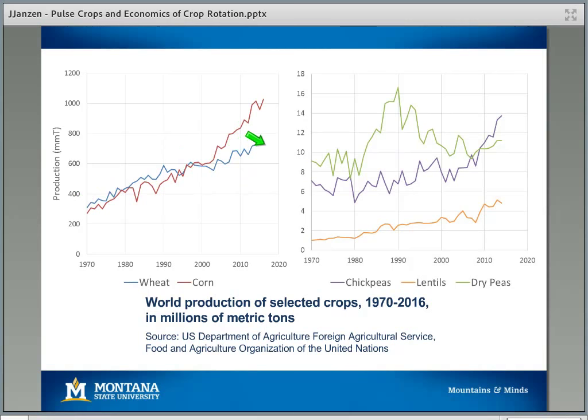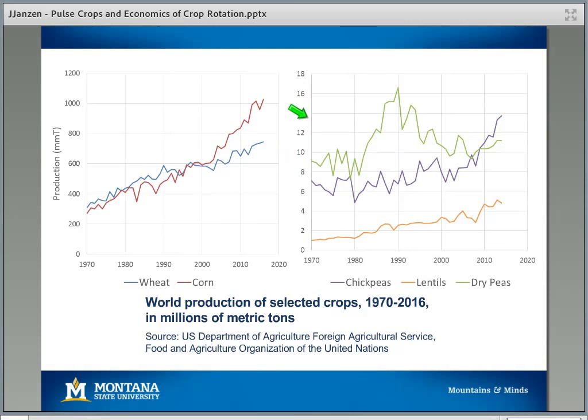And today we grow about, for example, about 700 million metric tons of wheat worldwide. And about 10% or so of that is grown in the United States. The US is growing about 30 to 40% of the world's corn. So for our major crops, we're a major producer, and production is large. For pulse crops, things are a little bit different.